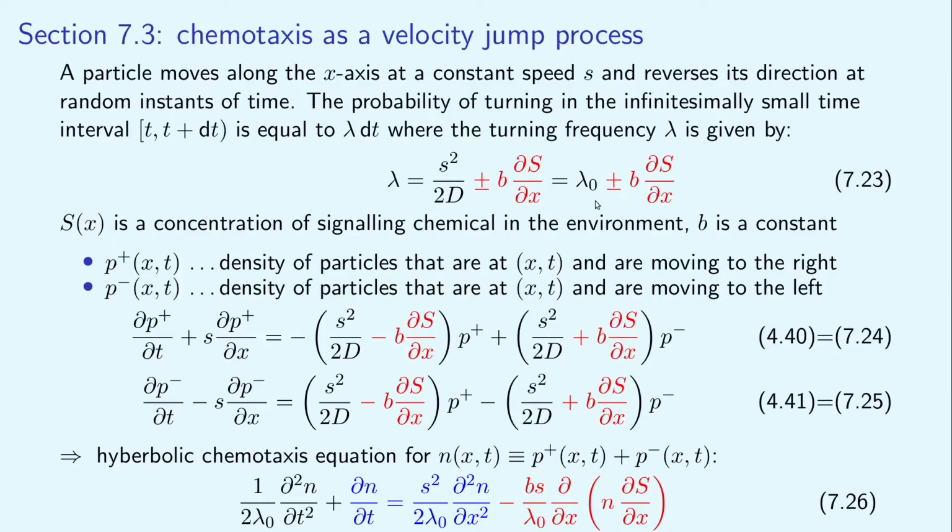In particular, we could define our velocity jump process in terms of the parameters lambda 0 and b and derive the hyperbolic chemotaxis equation in this form. For long times, we can drop the black term and we arrive at the chemotaxis equation.